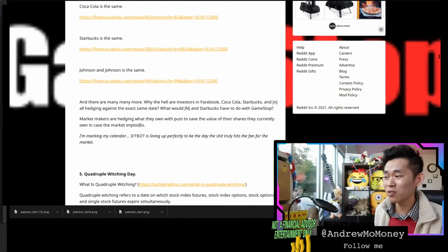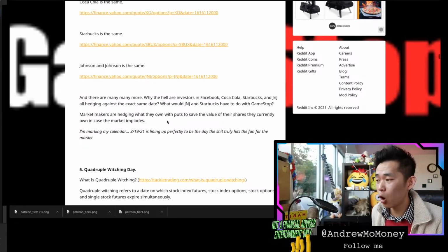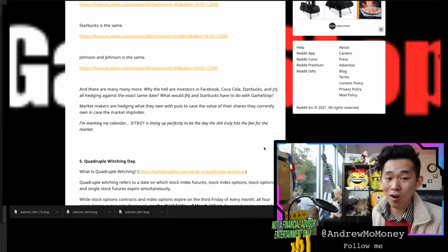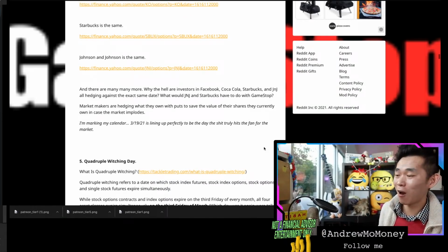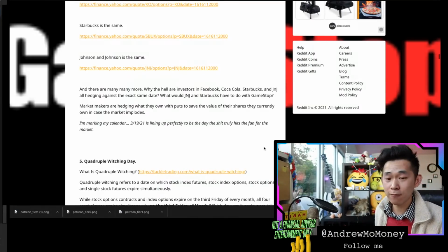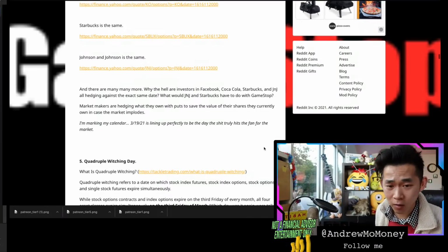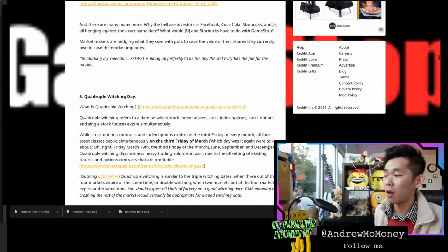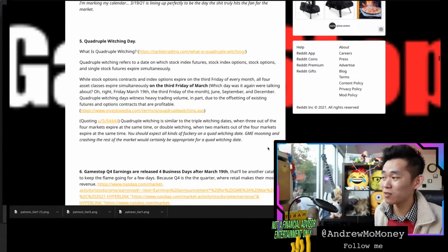Well, market makers are hedging whatever they own with puts to save the value of the stocks they currently own in case the market implodes. They are hedging. That's the point of a hedge fund. They are betting against the badness that could happen if the squeeze happens on March 19th. They are preparing. Why would they be preparing if the squeeze wasn't going to be close to March 19th? We're not even quite done with the amount of evidence yet.